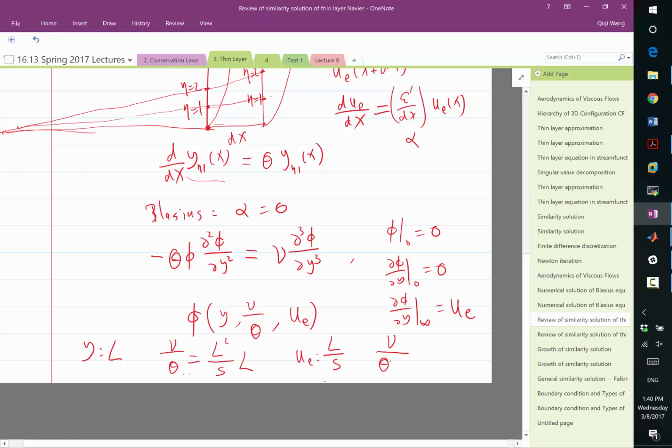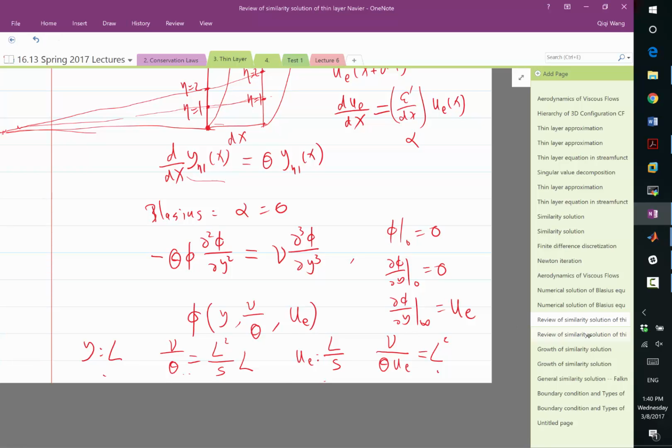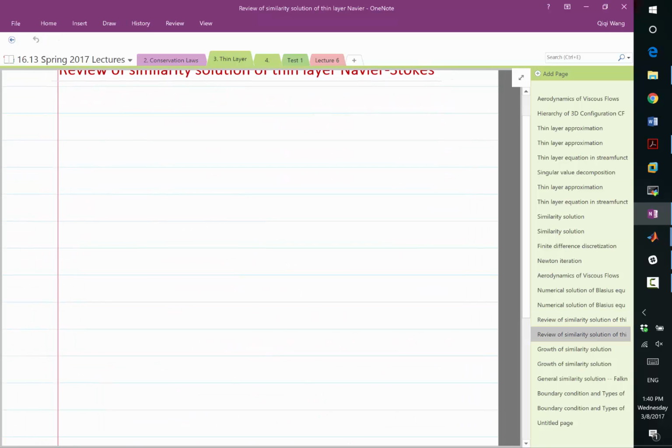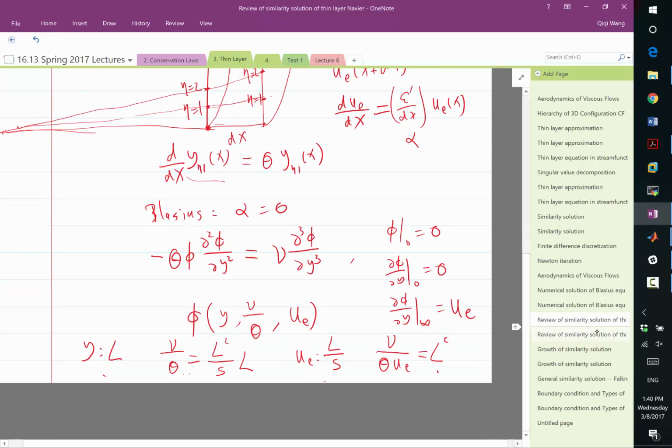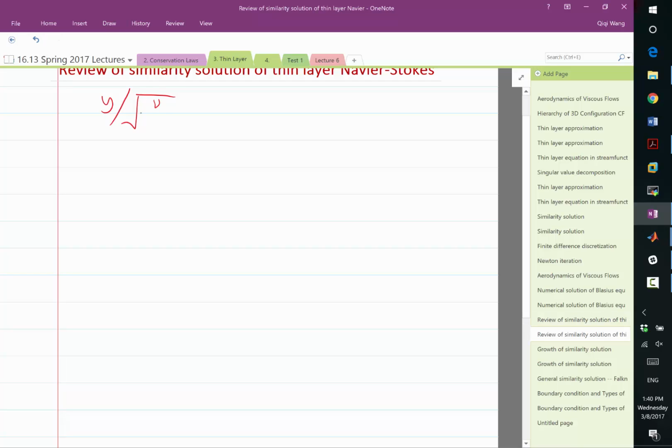So nu over theta ue has a scale of what? Just L squared, right? So y divided by the square root of this L squared, which is nu over theta ue, is going to be non-dimensional. So we can define our solution psi to be a function of this.